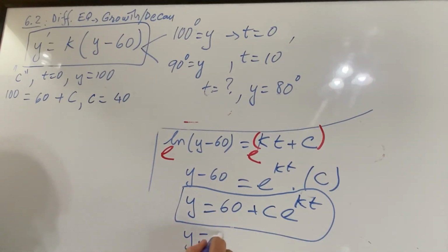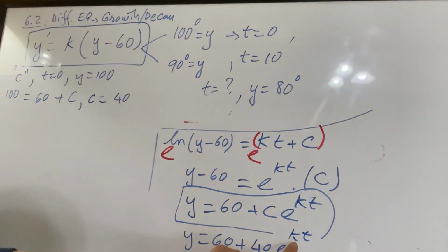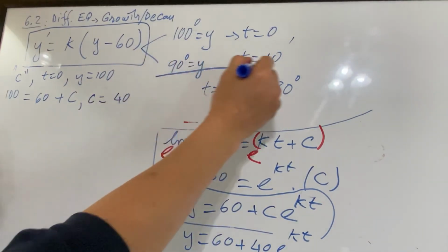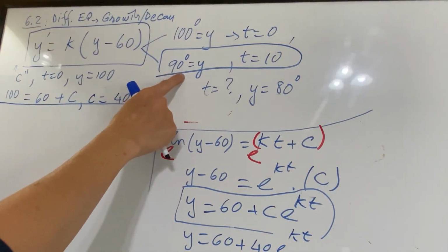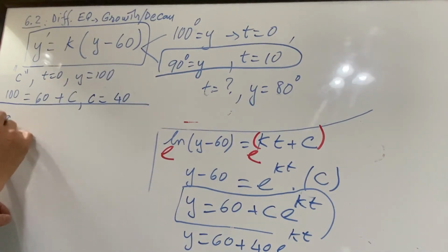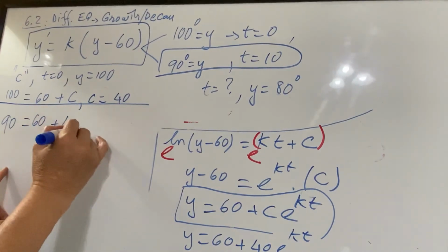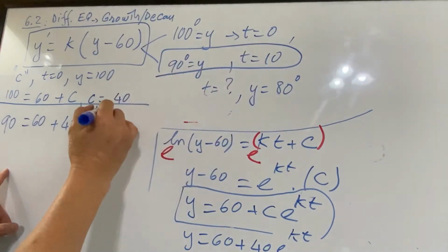So your function is getting better now. Look, y equals 60 plus 40 e to the, what? Kt. Well, you need one more. That's K. You need to solve for K, so you can just plug everybody in. Solving for K using this point. And now you have what? y is 90. And you got 60 over here plus 40 e to the K times t. What is your t? t is 10.